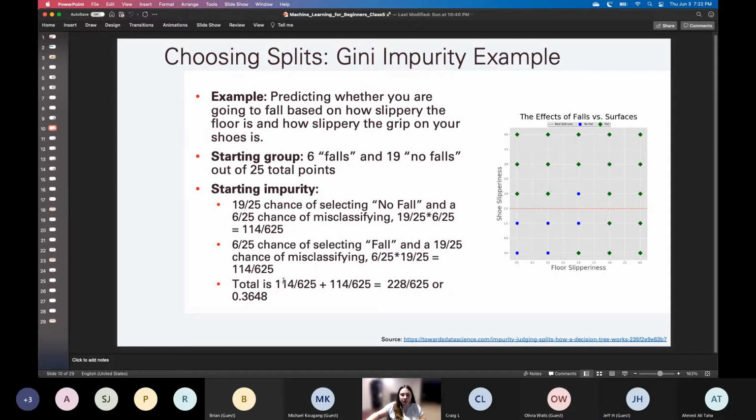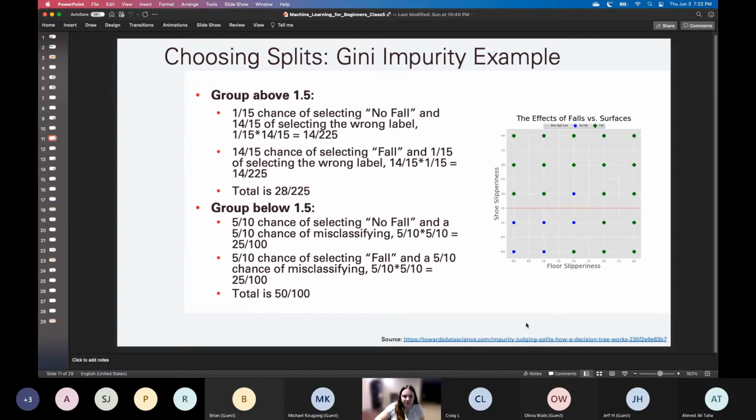Now the total before we're doing any splits, our Gini impurity is 228 over 625, or 0.36. That's where we're starting as a whole, so we can think of that as our baseline. Now we're going to look at the split that they're actually making: a group above 1.5, and the group below 1.5. Zero is small, so zero is down here. So this is the group below 1.5.